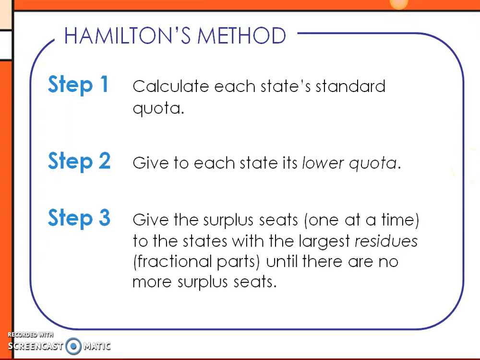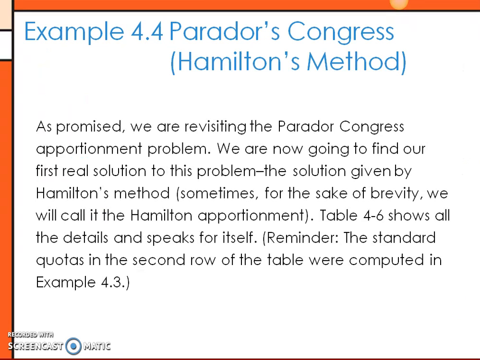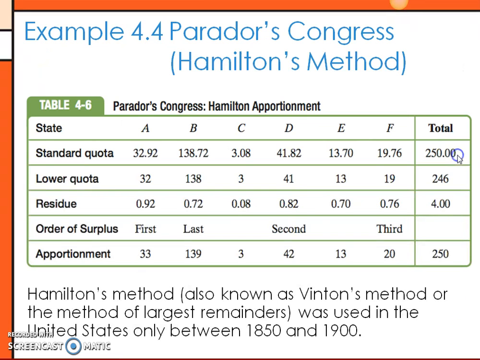Okay, then we'll look at the one where we already had numbers for it. So the Congress, where we had the 1.6 million numbers, and we did the standard divisor and the standard quota. So these are from 4.1. So we had the populations, we got all the standard quotas. So lower quota means they're going to get at least 32 seats. They'll get at least 138. Notice how we're rounding everything down. So they'll get at least 3, at least 41, at least 13 seats, and at least 19.